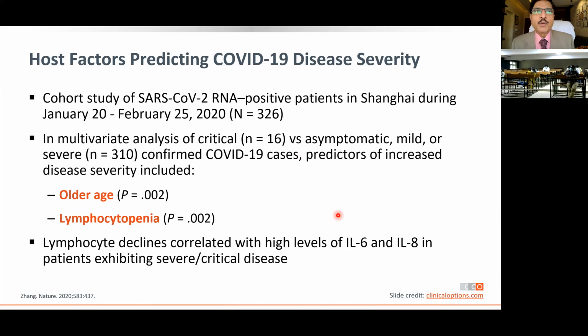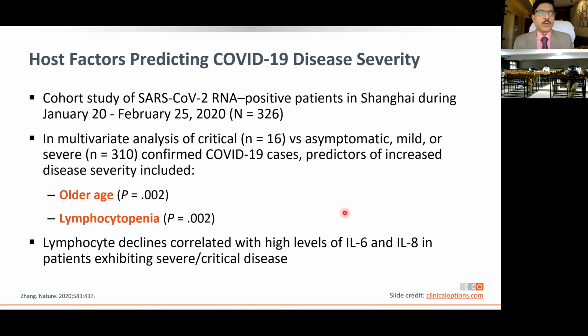Likewise, for patients who had the interleukin-6 measurement done, those whose interleukin-6 was elevated 3 or more times the upper normal limit fared worse compared to the others.